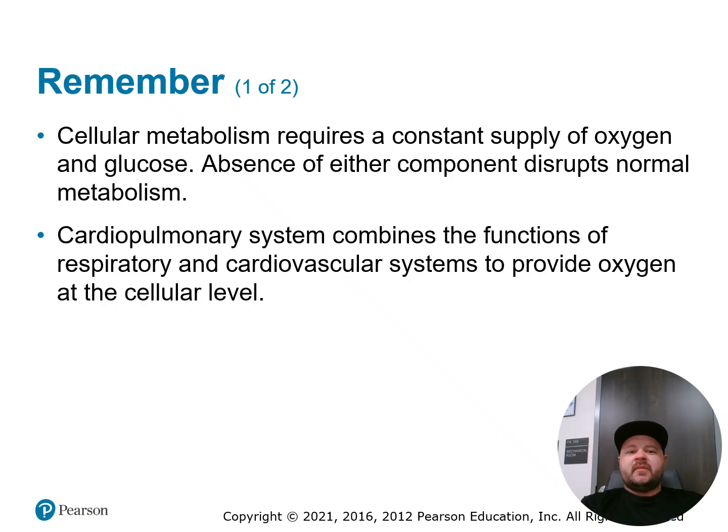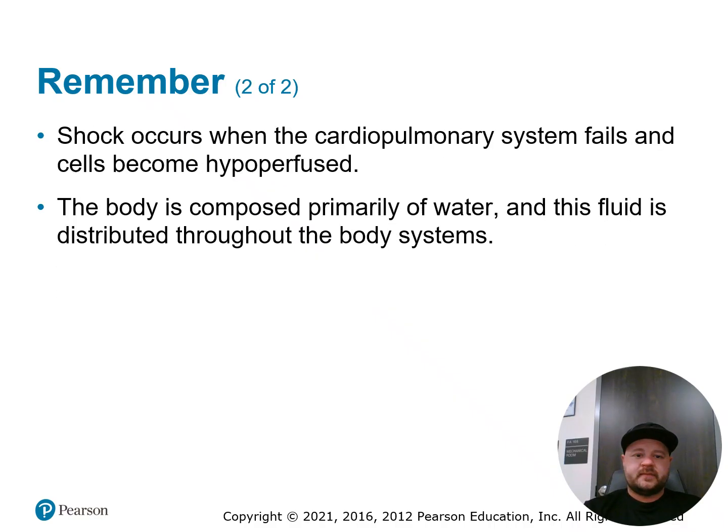All right, some things to remember. Cellular metabolism requires a constant supply of oxygen and glucose. Absence of either one of those components disrupts normal metabolism. Our cardiopulmonary system combines the functions of the respiratory and cardiovascular systems to provide oxygen at the cellular level. Shock occurs when the pulmonary system fails and the cells become hypoperfused. The body is composed primarily of water, and this fluid is distributed throughout the body systems.